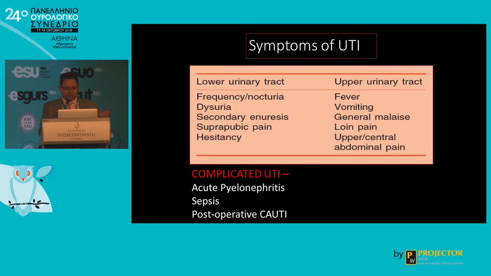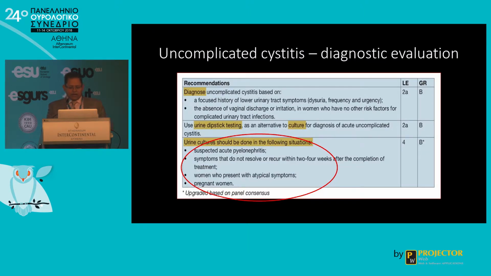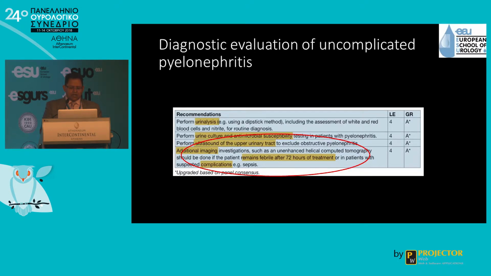Symptoms, we all know about symptoms of urinary infection, but if it's complicated UTI, you can have acute pyelonephritis or sepsis or catheter-related infection. Again, uncomplicated cystitis, you should probably not do a urine culture in all situations, but you should do it if you suspect pyelonephritis, or they've had recent infection and they've had a recurrent infection, or the symptoms are very atypical, and you're not sure.